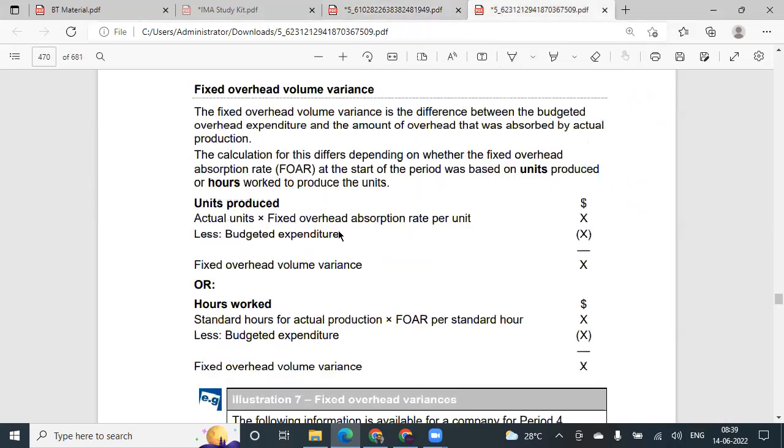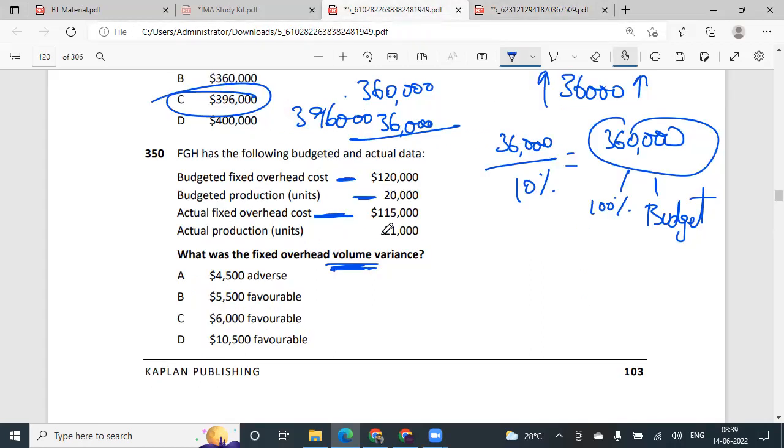Let us just see in the problem here: actual units into fixed overhead absorption rate per unit. If we are going on units produced, then how many actual units do we have? 21,000. Okay. Now what is our budgeted rate? Divide the budgeted cost, 1,20,000 divided by 20,000. How much is it? 1,20,000 by 20,000 is 6.